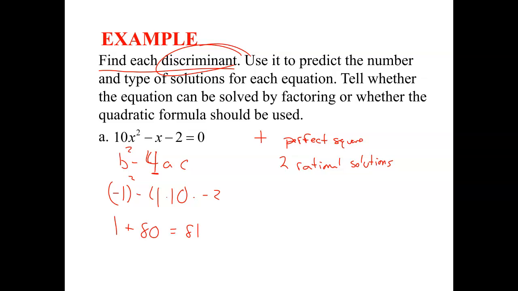Okay? The question said find the discriminant. Hey, there's the discriminant. 81. Use it to predict the number and type of solutions. Okay? So because it's a positive perfect square, that means I will have 2 rational solutions. Since I have 2 rational solutions, that means I can solve by factoring. 2 rational solutions means I can solve by factoring. Anything else, well, 0 means I can solve by factoring too. But irrational or complex numbers, I have to use the quadratic formula. Okay?